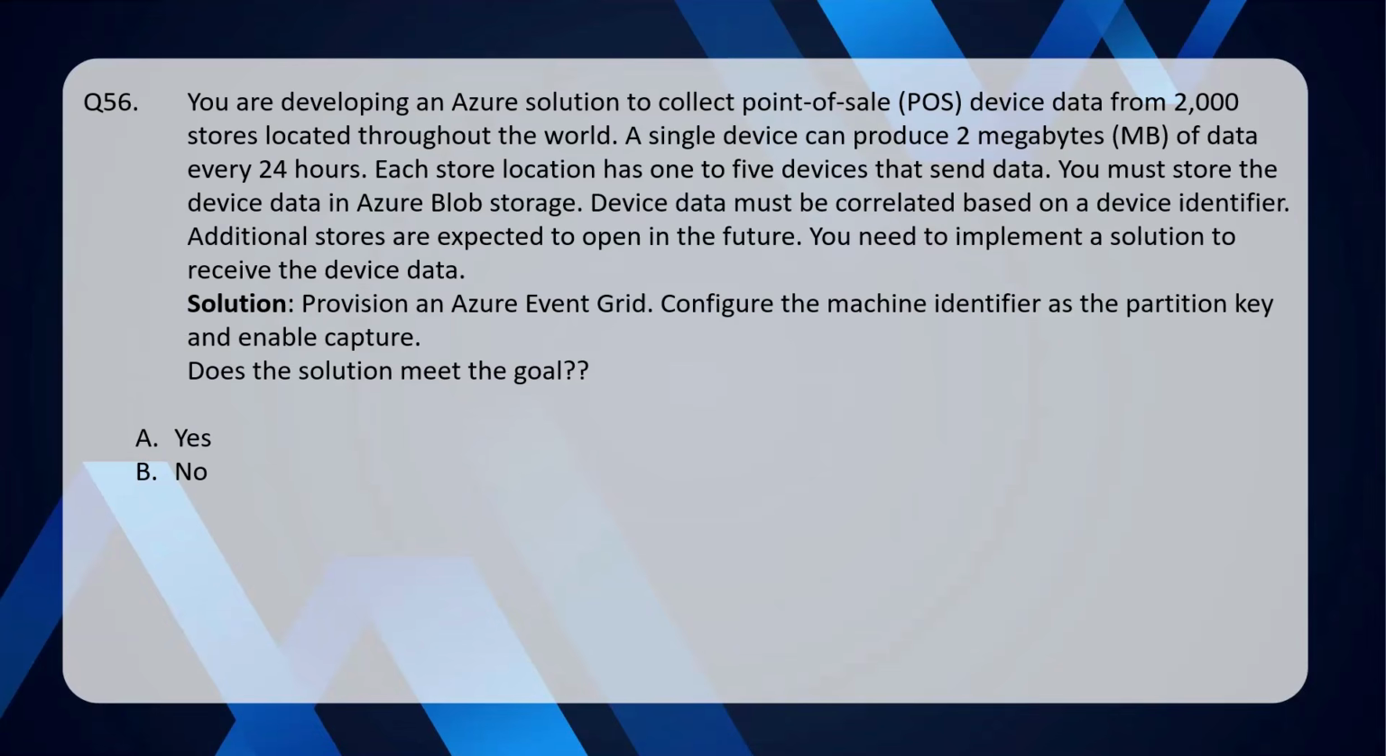You need to implement a solution to receive the device data. The solution you choose is provision an Azure Event Grid, configure the machine identifier as the partition key and enable capture. Does the solution meet the goal? You need to tell whether this is right or wrong. And friends, this is the incorrect solution. The correct approach here would typically be Azure Event Hubs with capture, partition by device ID, and store in blob storage.